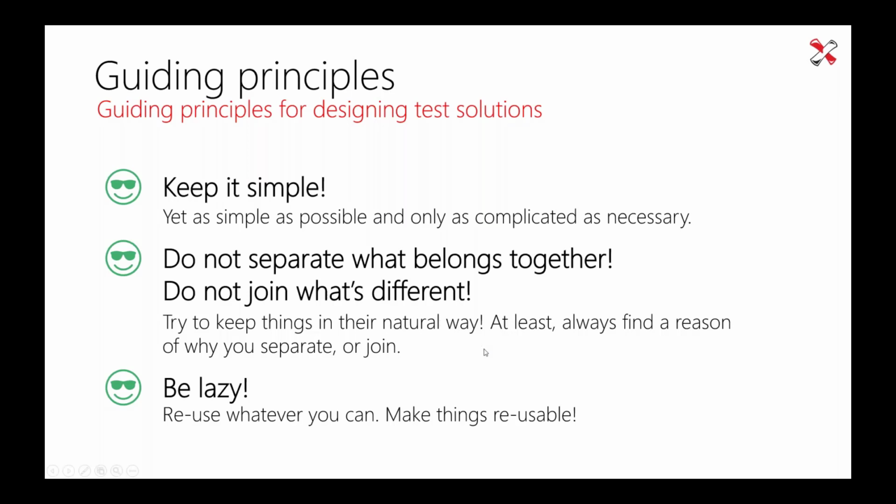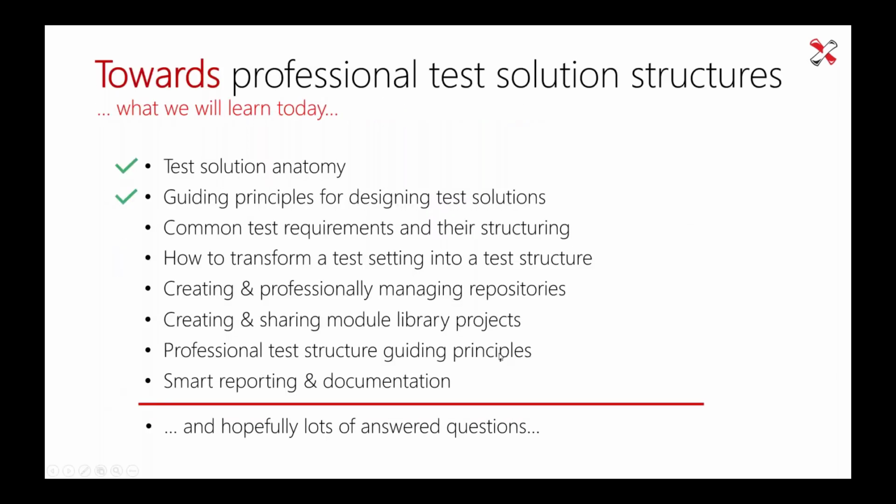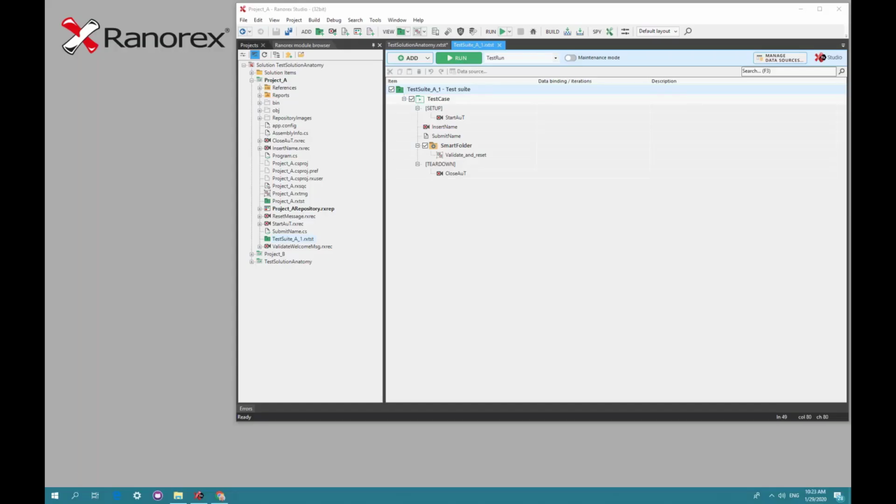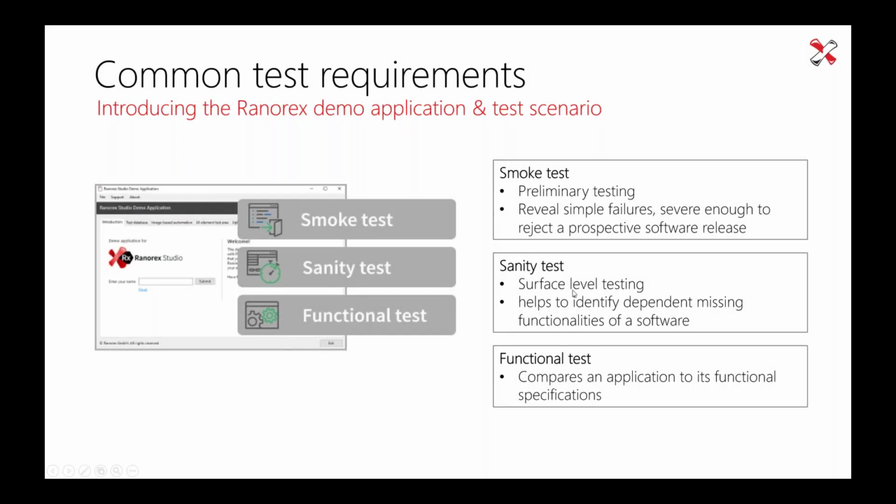Thank you very much. So let's go on and let's talk first about some common test requirements, and afterwards about how to transform them into test solutions. So when it comes to test settings, of course each test setting has different requirements and a different implementation, and we have large test settings and we have small ones and so on and so forth. But for the sake of simplicity, I will introduce a simple test which contains at least a smoke test, a sanity test, and a functional test of an application, and we will be using the demo application.